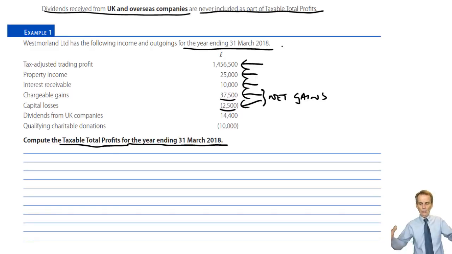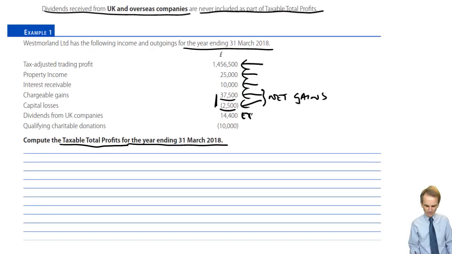All gains, all losses must be netted out. If it's a net gain, that is now included on the corporate tax comp. Here, those two numbers, so what, 35,000. If there was a net loss, nil gain would go to your corporate tax comp, and instead, as we'll see in a later chapter, any capital losses are carried forward to set off against future chargeable gains. Dividends from UK companies, or indeed overseas, exempt. Qualifying charitable donations, deductions from total profit.